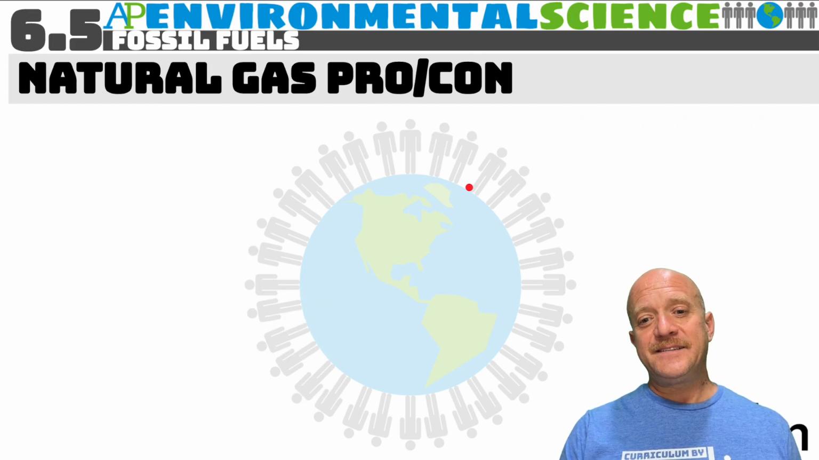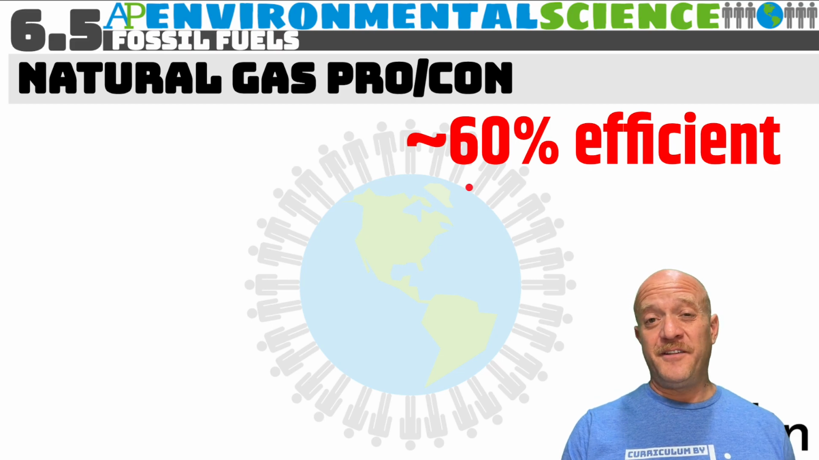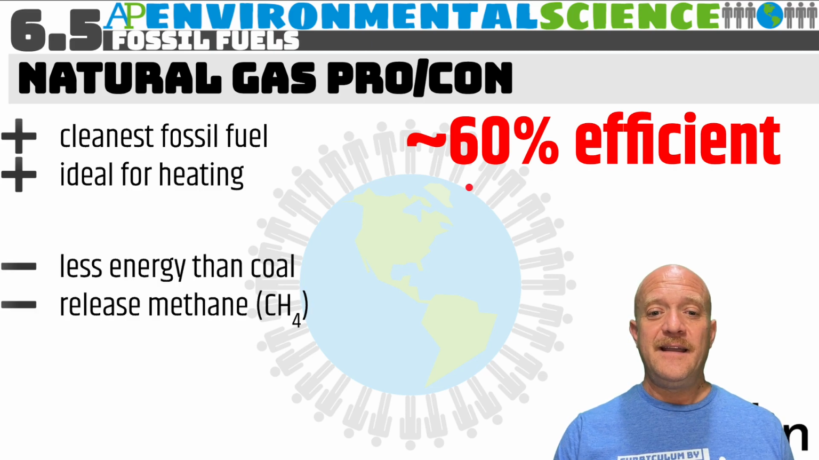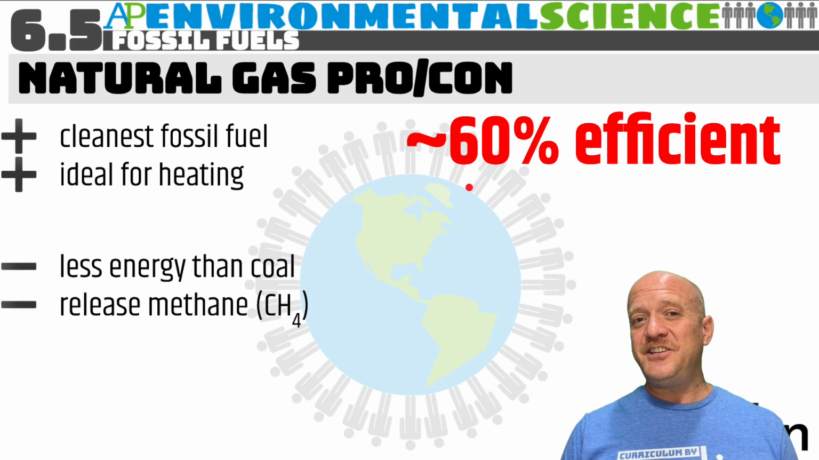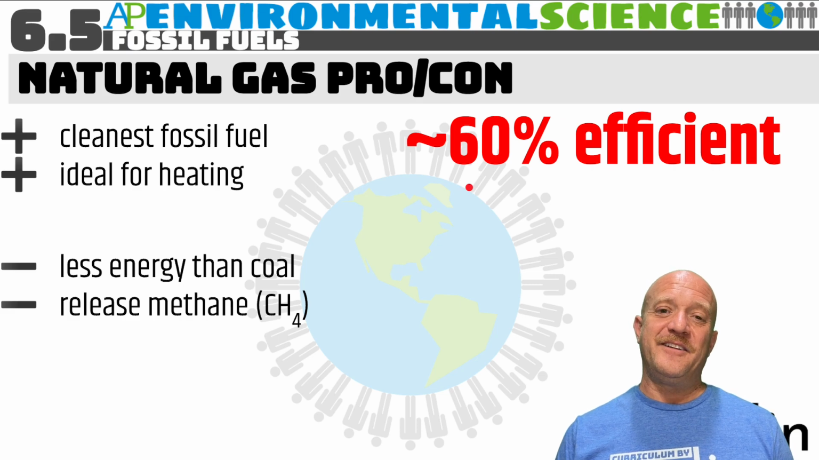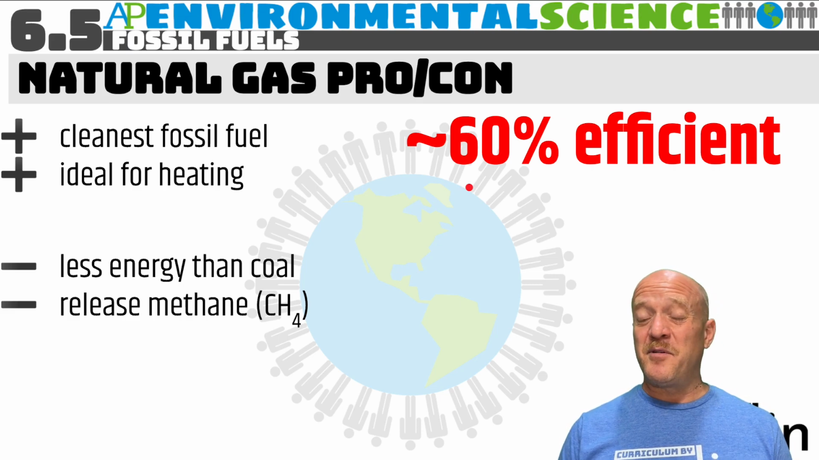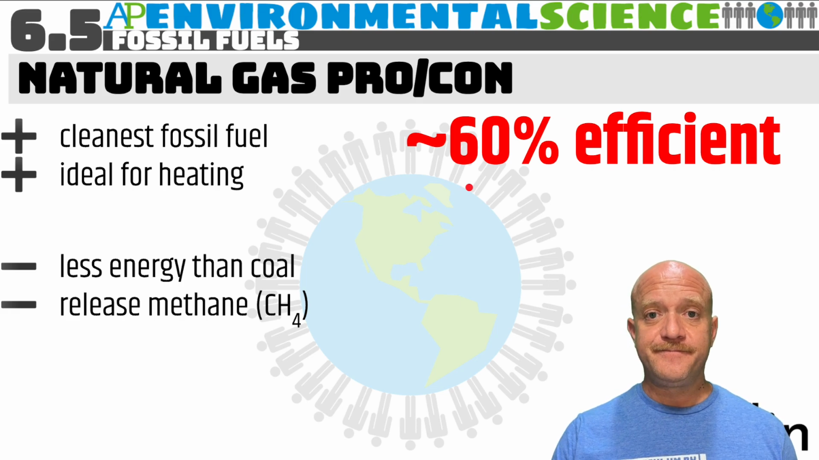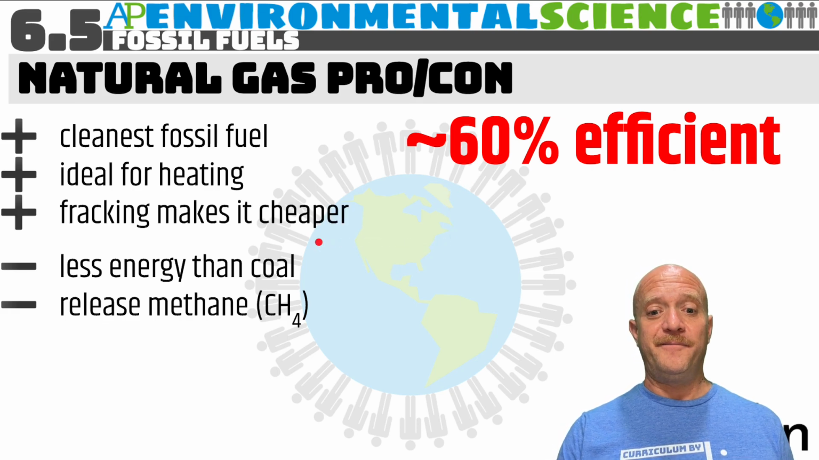Now, natural gas is roughly 60% efficient. It is the cleanest fossil fuel. It's also ideal for heating. It provides less energy per unit volume than coal. But the other downside is it also releases methane. Remember, methane is a greenhouse gas that has 24 times more warming potential than carbon dioxide. So if this methane gets into the atmosphere, it is a problem.